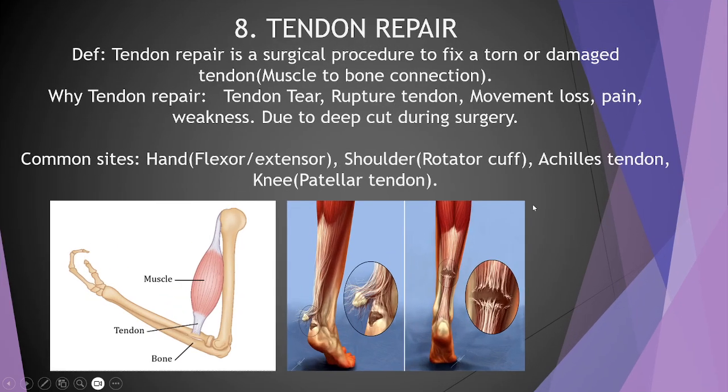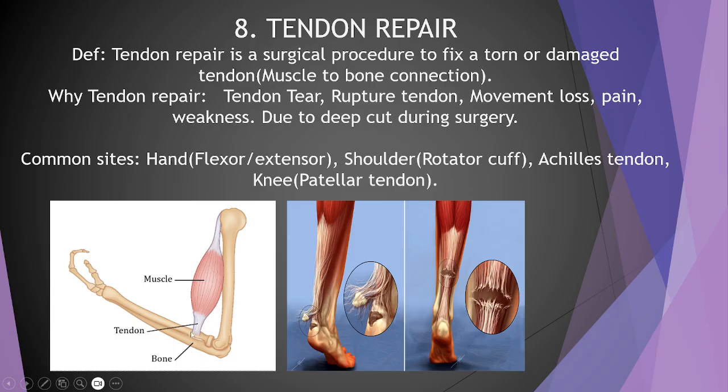Tendon repair. Why do we need tendon repair? What is the need of tendon repair? Basically, as we previously discussed, what is a tendon? A tendon is a connective tissue that connects the bone to muscle. Here is a muscle you can see in the pic, and here is a bone. The structure connecting the bone to muscle is known as tendon.